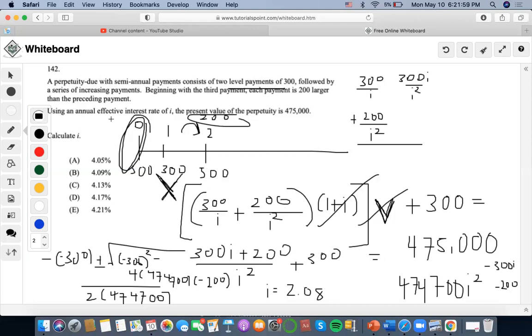We need to convert it to an annual effective interest rate of i. So I'm going to do 1.0208 squared to represent semi-annual, and then I'm going to set it equal to annual effective, and I want to find what i is equal to. So I'm going to move 1 to the other side. Nice. So the answer I got was 4.203264%, which would be closest to answer E.